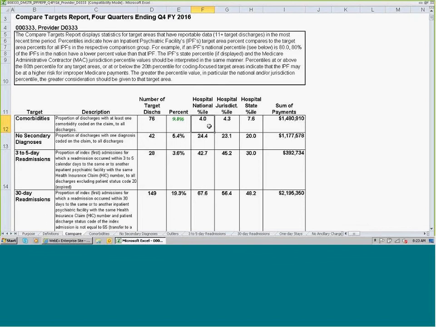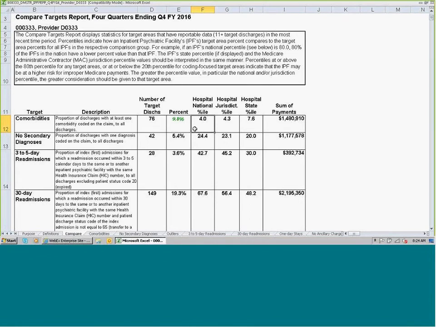Now remember, in the PEPPER, we identify providers as high outliers when their national percentile is greater than or equal to 80, and as low outliers when their national percentile is less than or equal to 20. The comorbidities target area is the only target area in the IPF report that's concerned with the potential for overcoding as well as undercoding. And an unusually low target area percent could indicate undercoding of comorbidities.